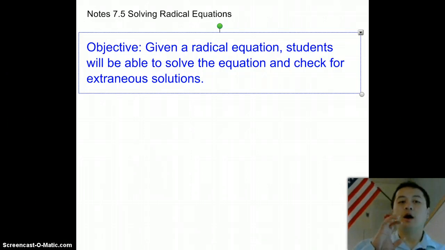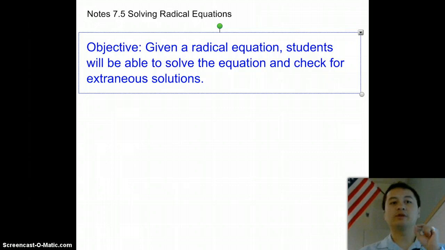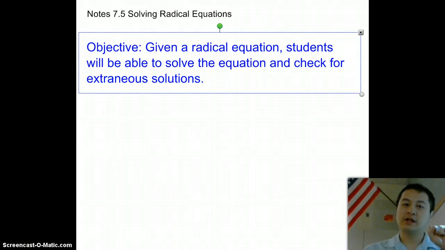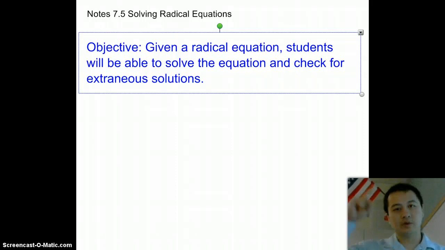So let's talk about what we're learning today. Our objective today is, given a radical equation, students will be able to solve the equation and check for extraneous solutions. And what's an extraneous solution? Those are solutions that you get after you solve it, but they're not real solutions. When you plug it back in, it doesn't work. Those are called extraneous solutions.